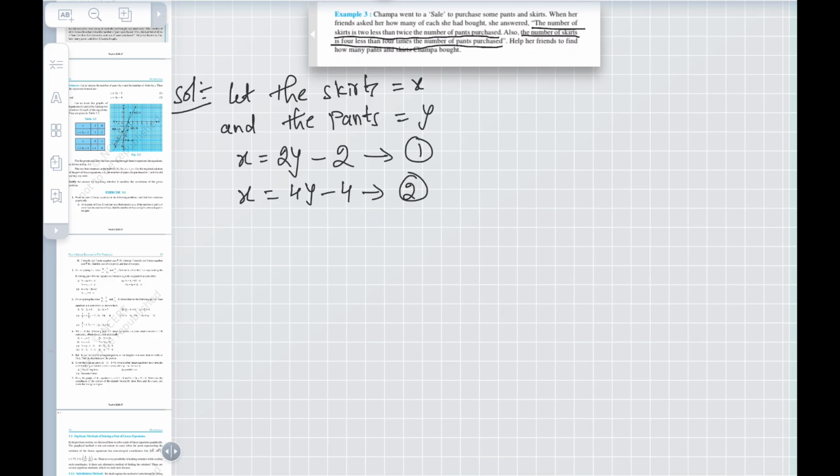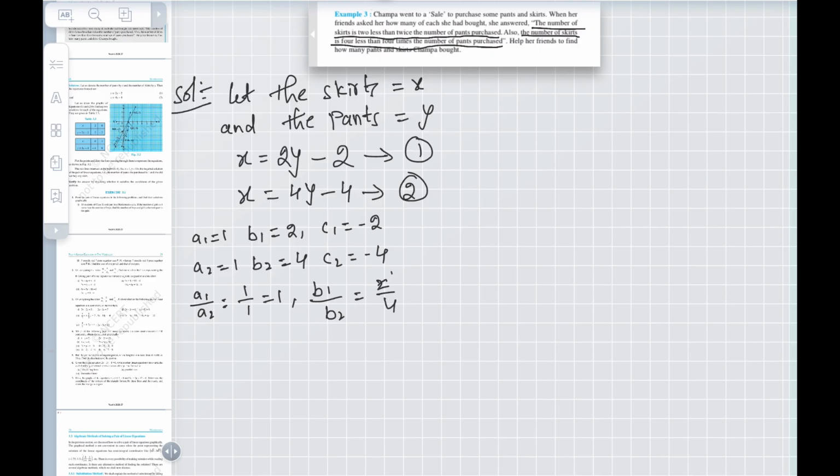A1 equals 1, B1 equals 2, C1 equals minus 2. Next, A2 equals 1, B2 equals 4 and C2 equals minus 4. Let us compare A1 by A2. 1 by 1, so you will get 1, and next B1 by B2. B1 by B2 is 2 by 4, which means 2 ones are 2, 2 twos are 4, so 1 by 2.